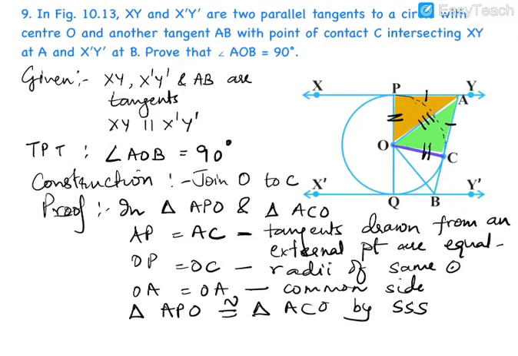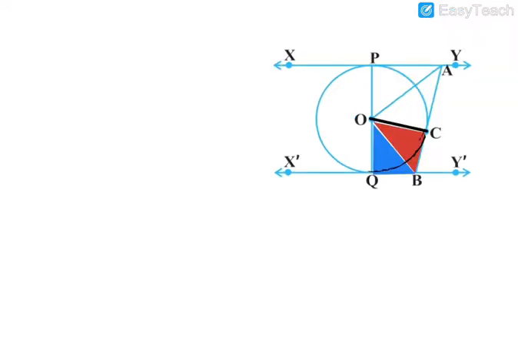So if the triangles are congruent, their corresponding angles will also be equal. So we can say angle AOP will be equal to angle AOC. Let's mark these two angles as X. Likewise, we can prove triangle COB congruent to triangle QOB.